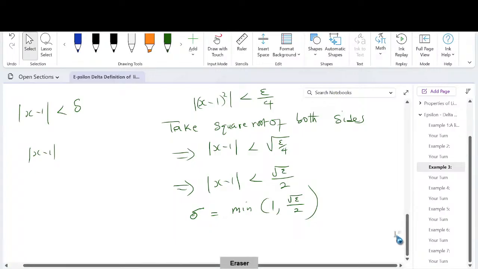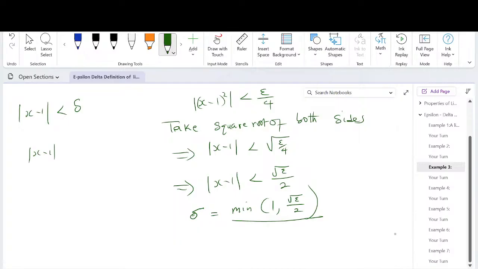So we can set it, and please always remember that the value of delta is not just one of them. When you know what to do from here, you either say this one is less than b, or the square root of epsilon over 2 is less than 1.